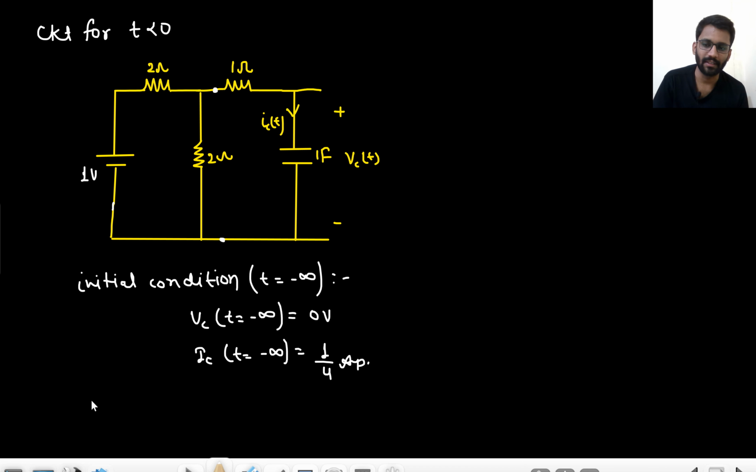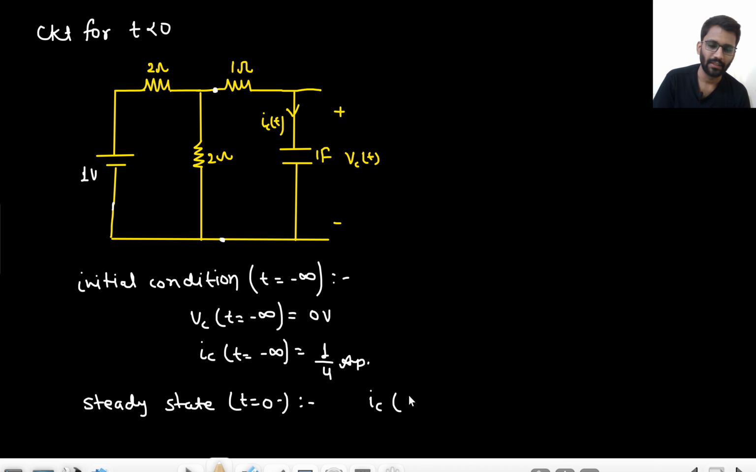Now what will happen at steady state? At steady state, that means t equals to 0 minus. Okay. Steady state, the capacitor will be open circuited. So basically your IC value at t equals to 0 minus would be 0 ampere.